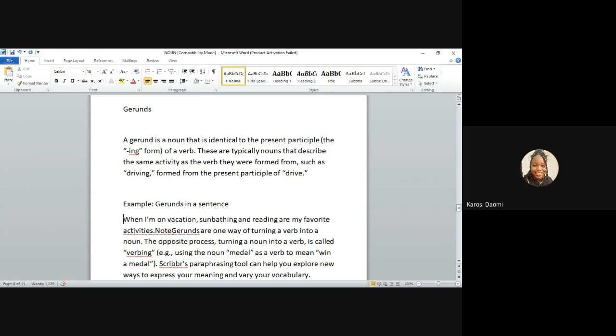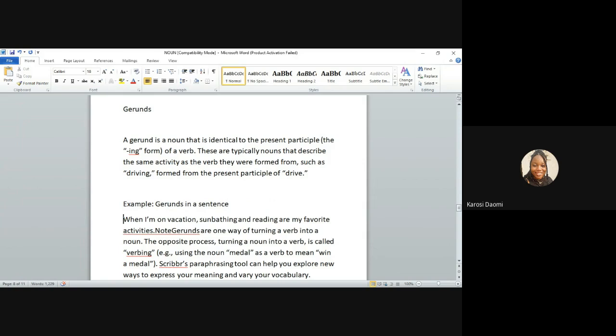So these are typically nouns that describe the same activity as the verb they were formed from, such as driving, formed from the present participle of drive. For example, now, what are you doing? I'm driving. So the name of that particular action, the name of the action you're doing at that particular moment, is driving.